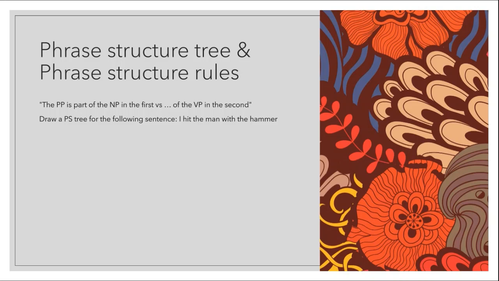The PP is part of the NP in the first versus part of the VP in the second. This is what I explained to you. So draw a PS tree for the following sentence: I hit the man with the hammer.